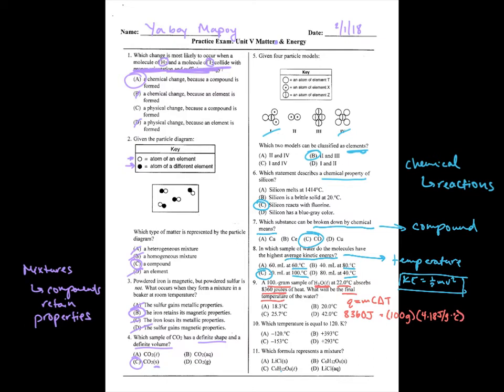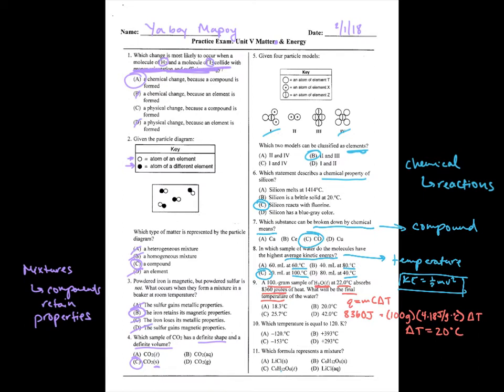All right, and we're looking for delta T first. And so when you do the math, plug and chug into your calculators. 8,360 divided by 100 times 4.18. All right, so you should get that delta T is equal to 20 degrees Celsius.